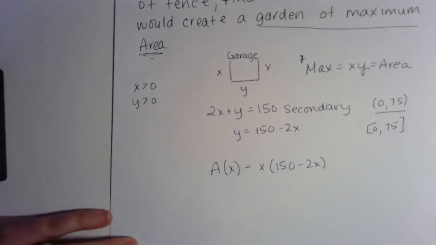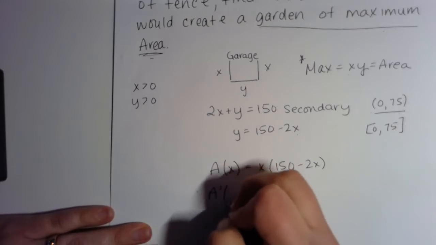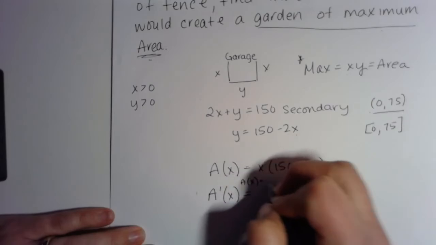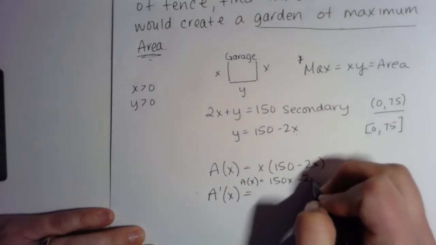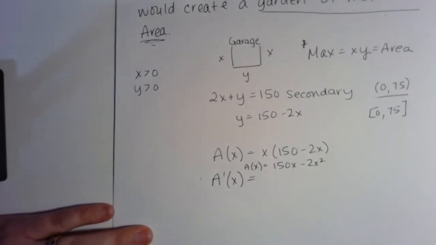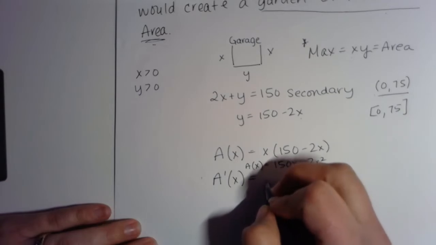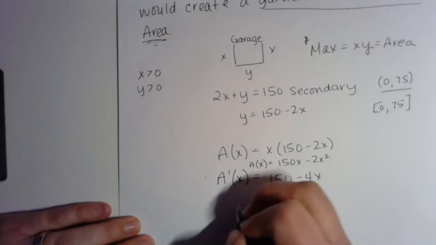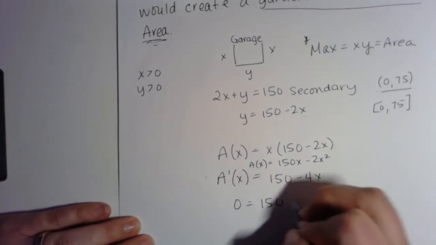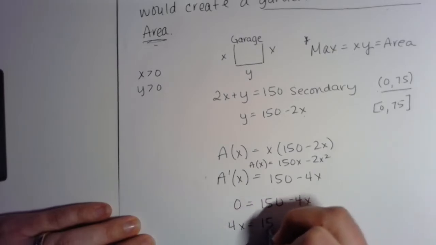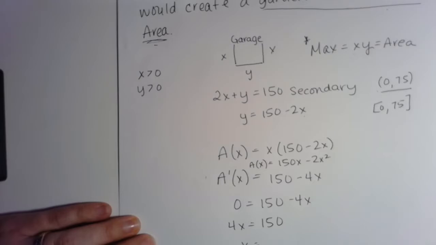Okay. All right. So my A prime of x is, actually, let me multiply through here. So I rewrite A of x as 150x minus 2x squared. And then to optimize or find the min and the max of anything, I am going to find the derivative of that, which is 150 minus 4x. Okay, so if I set this equal to 0, because that's always where my mins and max happen, I get 4x equals 150. And so my x will be, let's see, what, 37.5?